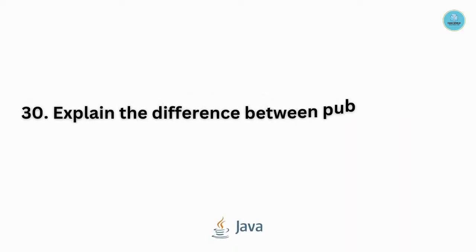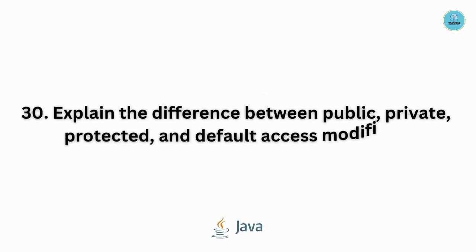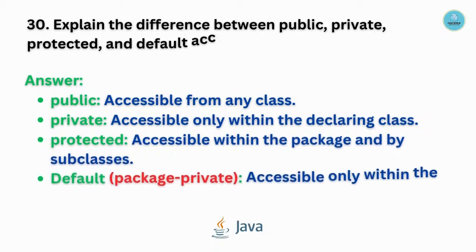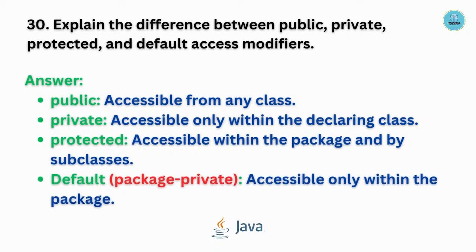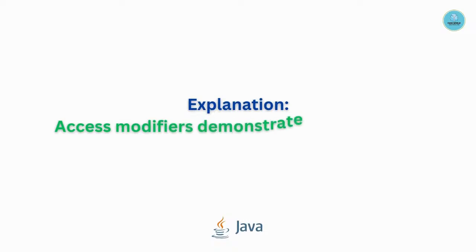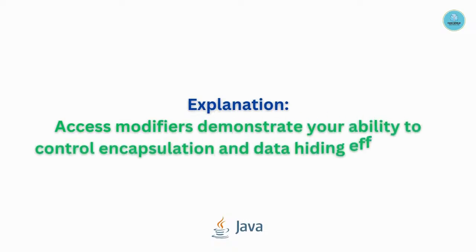Question number 30. Explain the difference among public, private, protected, and default access modifiers. Public is accessible from any class. Private is accessible only within the declared class. Protected is accessible within the package and by subclasses. Default, which is also known as package-private, is accessible only within the package. Access modifiers demonstrate your ability to control encapsulation and data hiding actively.